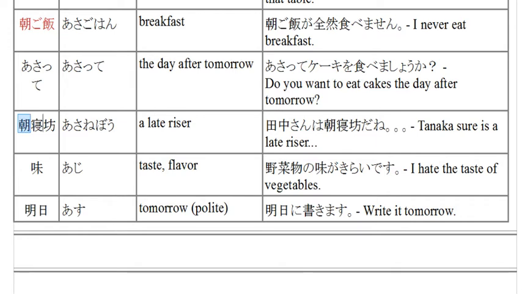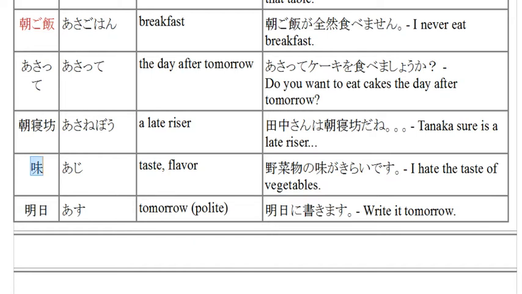Now we have asanebou. Asanebou. Is a late riser. So, Tanaka-san wa asanebou da ne. Oh, I should highlight that. Tanaka-san wa asanebou da ne. Da ne. Da, again, informal ending like this. So, da and yo and stuff like that. Da, informal ending. Da ne. Nice and informal, isn't it? So, that's why I put Tanaka sure is a late riser. Because it's done, he sure is a late riser. She sure is a late riser.